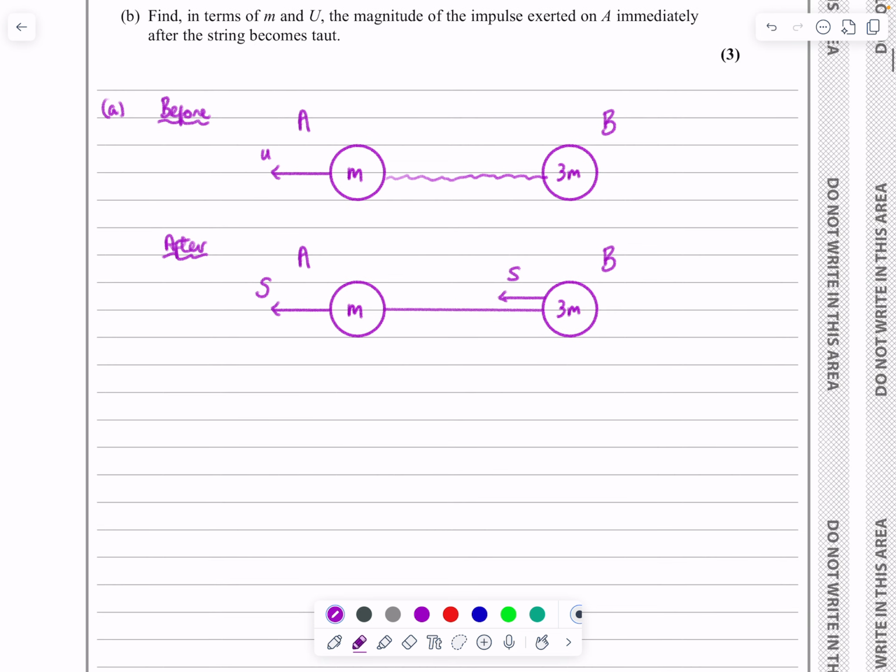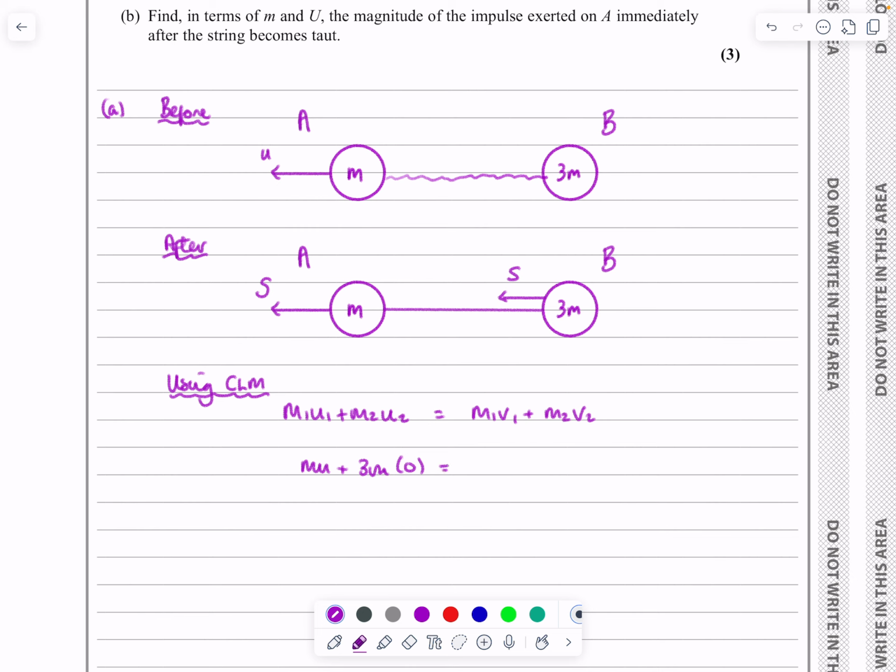Can we find s in terms of u? Yeah, absolutely we can. So we're going to use the conservation of linear momentum, which I always say in these videos, using CLM. I then write down the formula. That's m1u1 plus m2u2. The initial momentum is going to be equal to the final momentum. In this scenario, we're going to get mu from A, but we're going to get 3m multiplied by 0 for B, it's not moving.